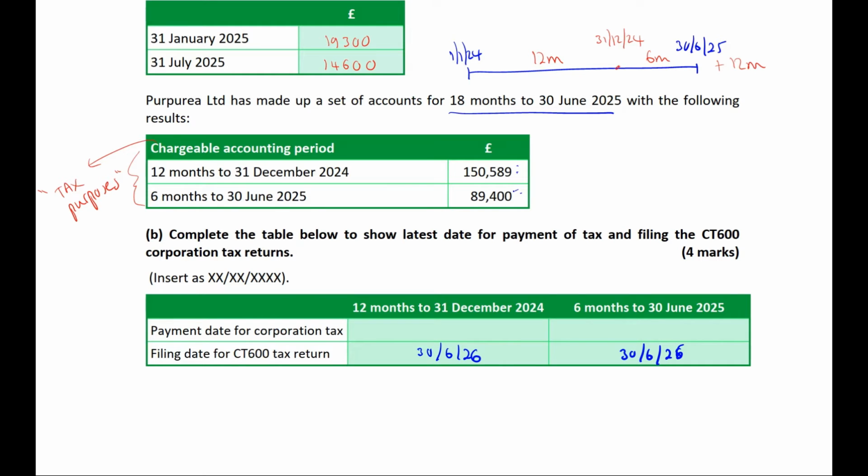Yep, profits are definitely in that small company threshold. So my first chargeable accounting period is up to December 2024. So I add 9 months and 1 day. 9 months takes me to the end of September, plus an extra day takes me into the 1st of October. Then I've got 6 months up to June. 9 months is going to take me to the end of March, plus another day will take me to the 1st of April of 2025.